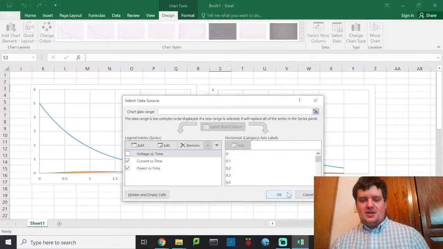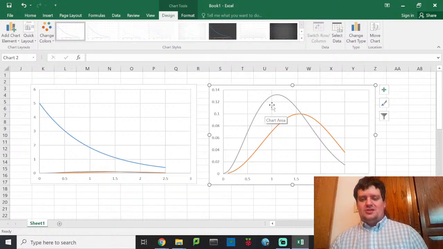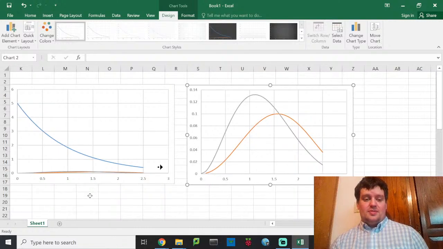So exact same graphs, just now here you'll notice these no longer have the same shape because we're not multiplying the current by a constant value. We're now multiplying it by a decreasing exponential function. So it does have a different shape than the current is entirely. But you still go back here and look at it.